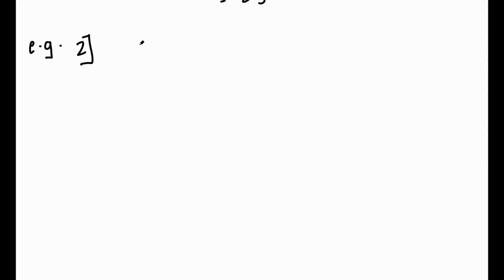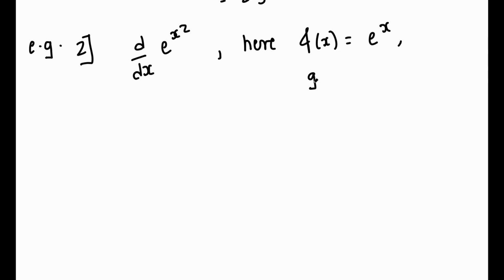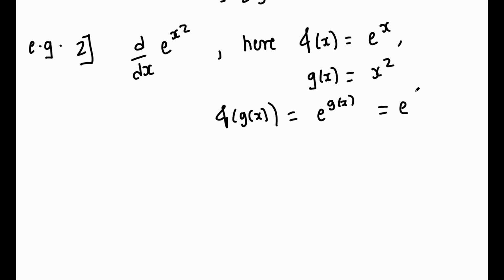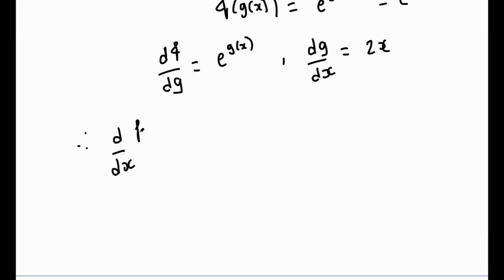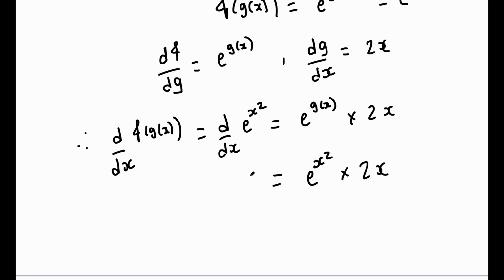Another example is the derivative with respect to x of exponential of x squared. Here f of x equals exponential of x and g of x equals x squared. Then f of g of x equals e raised to g of x, which equals e raised to x squared. In this case, df by dg equals e raised to g of x and dg by dx equals 2x. So the final answer is exponential of x squared into 2x.